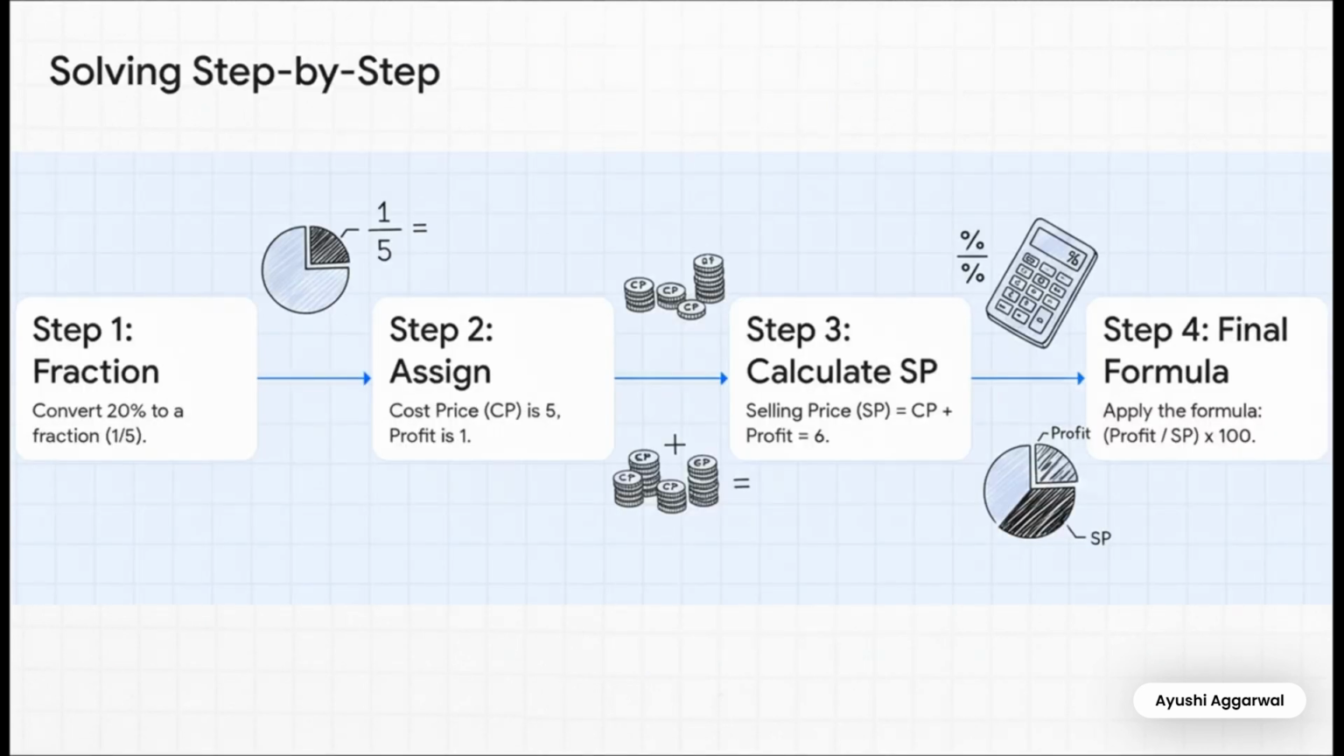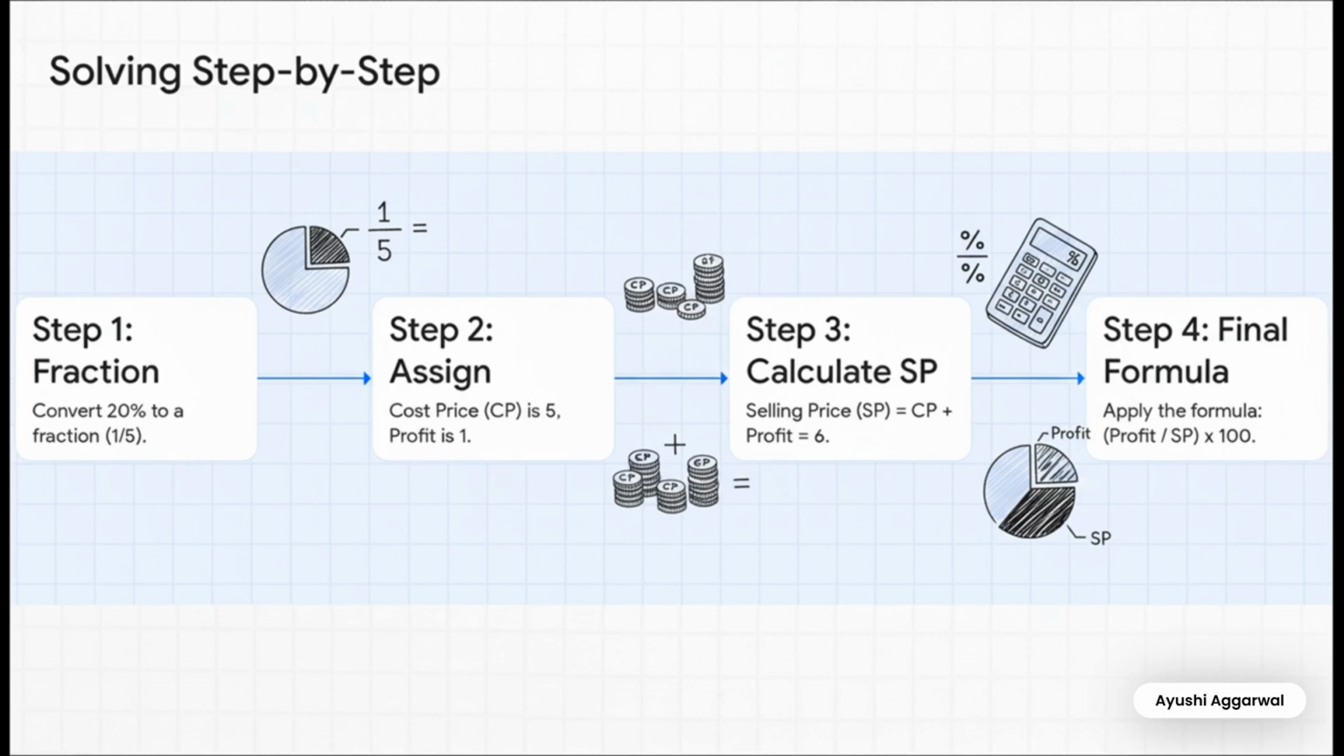Okay, so the secret weapon here is fractions. Seriously. First thing you do, convert that 20% into a fraction. That's 1/5, right? Now, because the profit is on the cost price, the bottom number, the denominator, that's 5, we'll just call that our cost price. And the top number, the numerator, that's 1, well, that's our profit. So what's the selling price then? Easy. It's just cost price plus profit. So 5 plus 1 is 6.